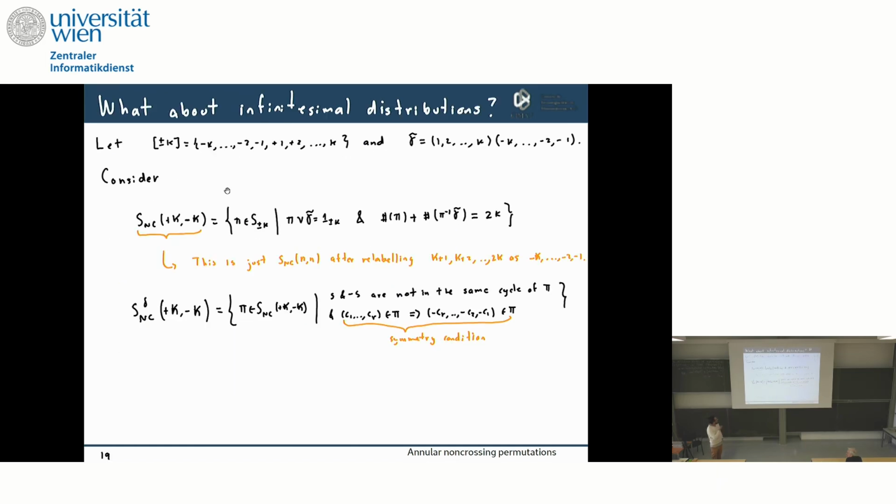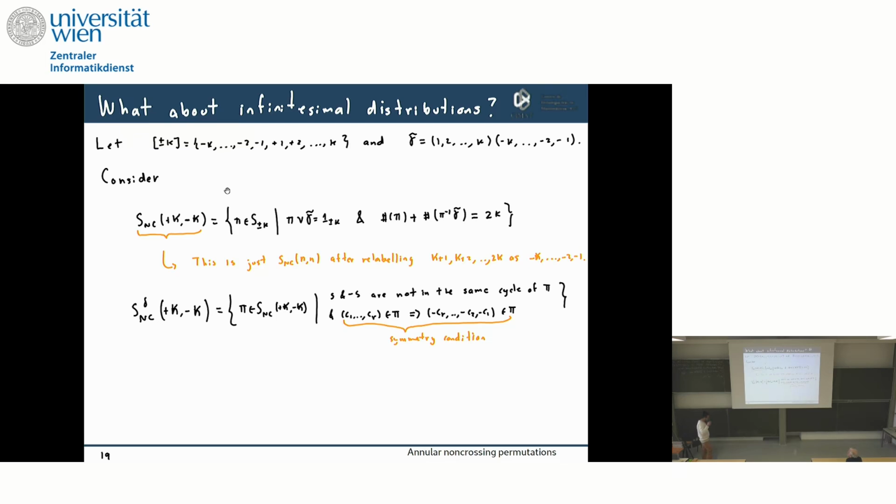Okay, for infinitesimal distributions, so essentially I'm going to consider S_{NC}^{K,L}, but now I'm going to put L equals K. I'm going to relabel the K+1 all the way up to K, which would go on the inner circle, as minus K+1 all the way up to minus N. But it's the same thing. I just relabeled the inner points. So that's this guy, S_NC plus K minus K.